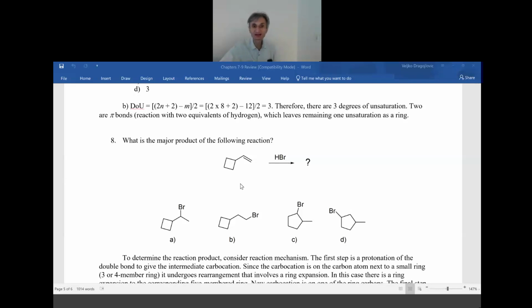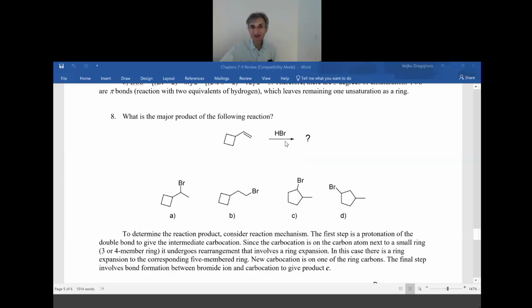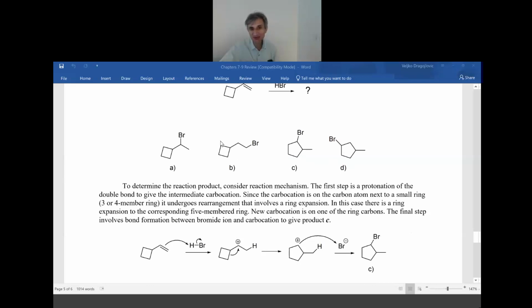In this case, you have vinyl cyclobutane and reaction with HBr. So the best way is to figure out the product on your own. These 4 could help you as a guide, because if you end up with a product that is not one of these 4, then look at your mechanism and figure out where you made a mistake, and this could help you arrive at one of these 4.